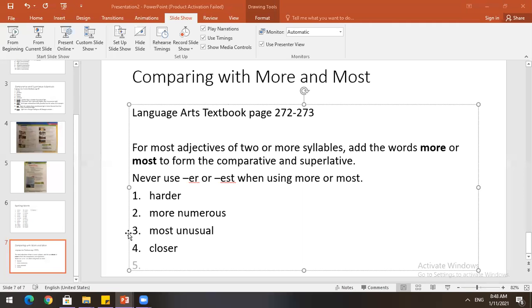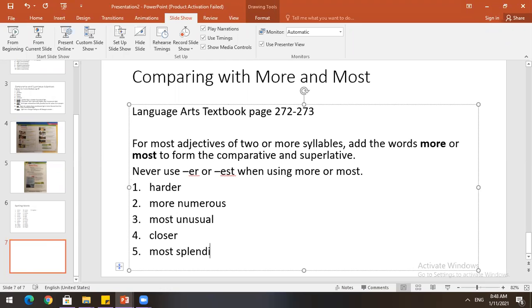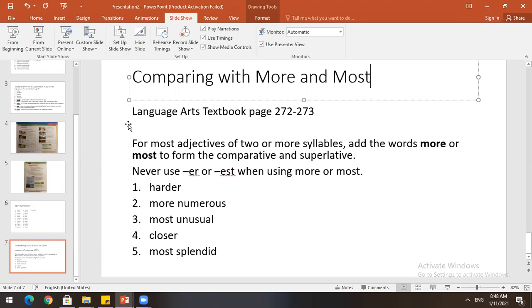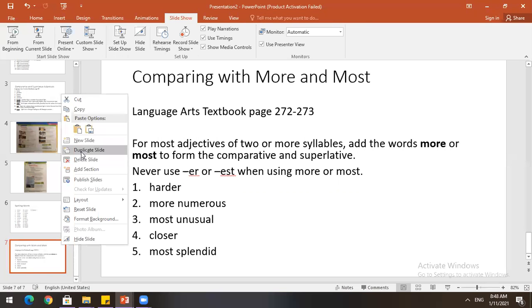Yes, Miss Honey. The most splendid or more splendid Mayan art of all is... Miss, I can't hear her. The most. Excellent. The most splendid Mayan art of all is in Mexico. Most splendid. All right, and again, the clue is of all, right? Splendid here has 2 syllables. We know we must use more or most, but based on the sentence, most.